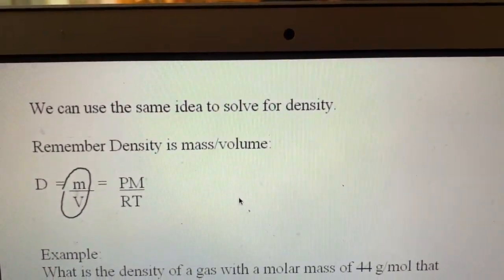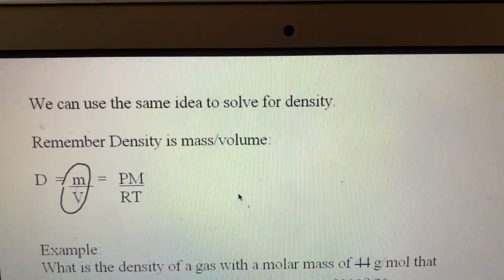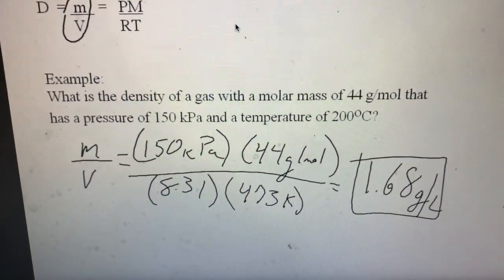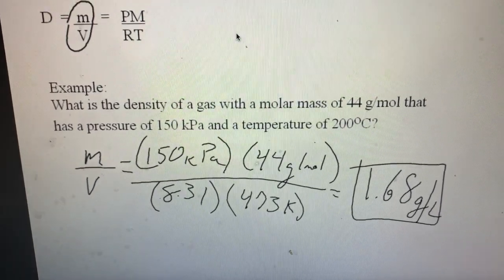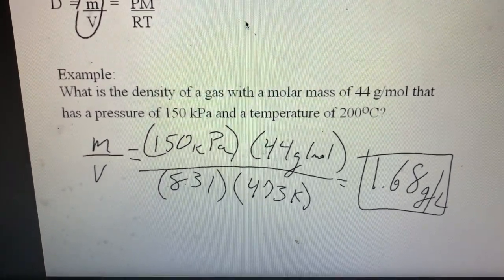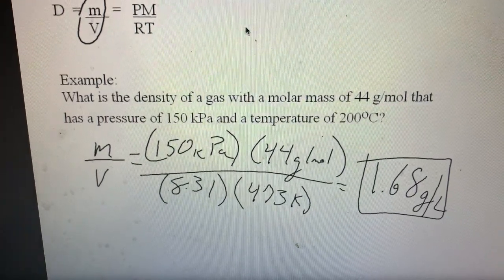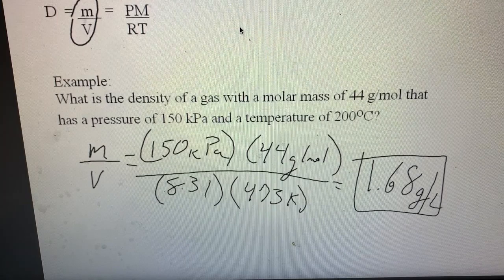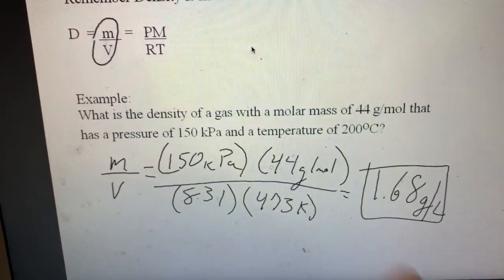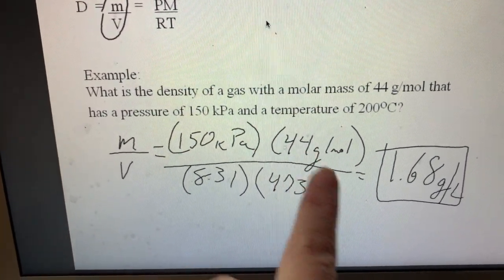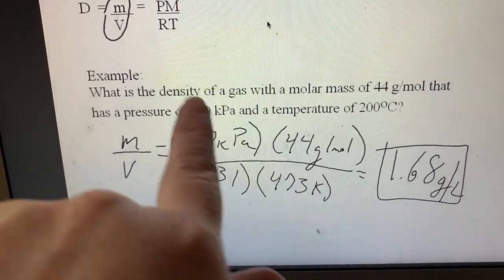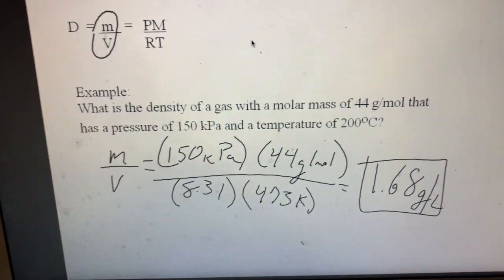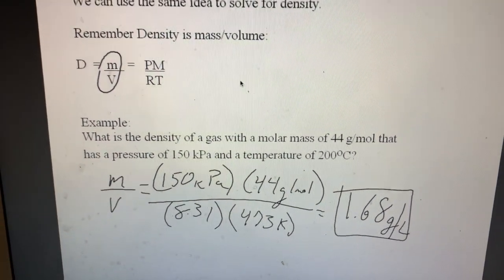If you'd like to pause your video and do the next example problem, this would be a great time to do that. Let's go on ahead and take a look at this answer. All right, I want mass over volume, so I'm going to put in my pressure times my molar mass over my gas constant times the temperature. And I get a density here of 1.68 grams per liter. Grams, because I've got the gram here from the molar mass, and liters are going to be left over after everything else cancels out with the R constant. And then you'll have your unit of grams per liter.